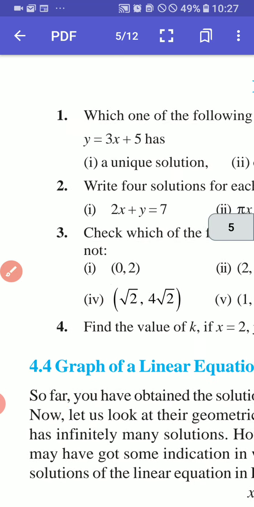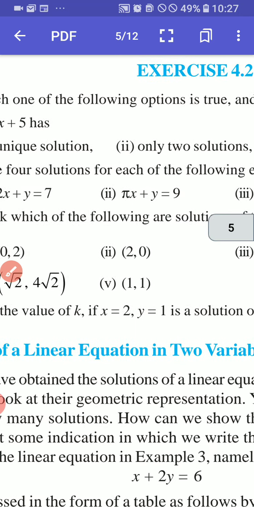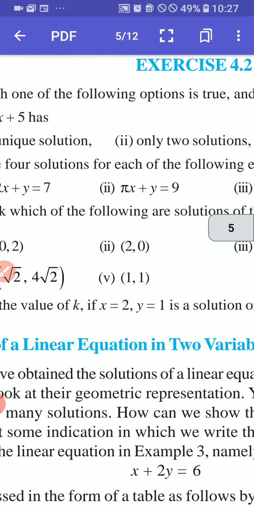Now come to the second question. Write four solutions for each of the following equations.